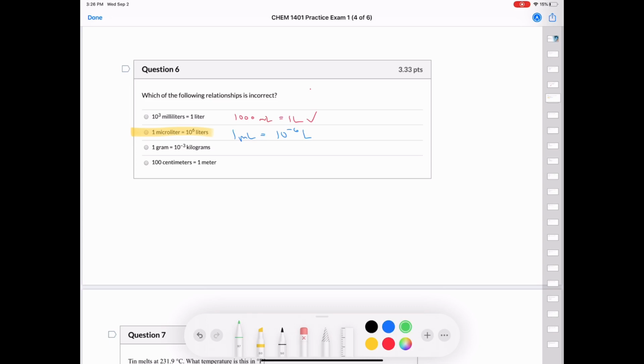The next one, 1 gram is equal to 10 to the negative 3 kilograms. Of course, well, we know that in 1 kilogram there are 1,000 grams, so it makes sense that 1 gram is 1,000th of a kilogram. And then in the last one, it says that in 100 centimeters, there's 1 meter. Well, definitely, we have centi, and so there's 100 centimeters in 1 meter.